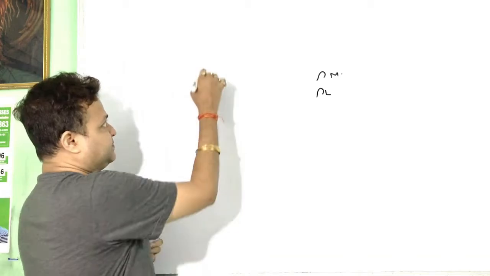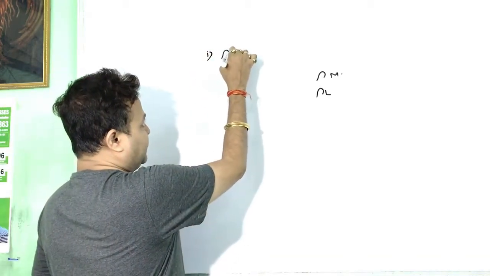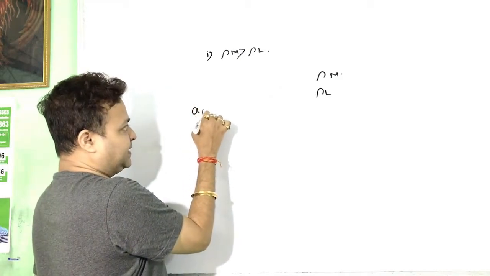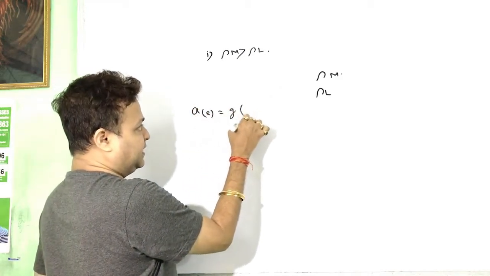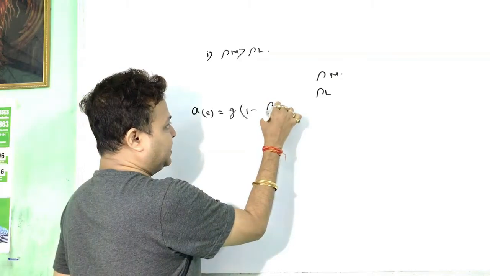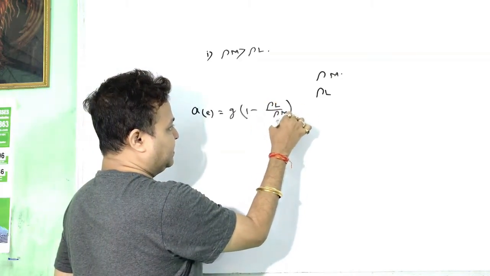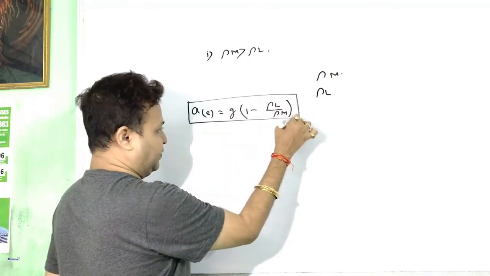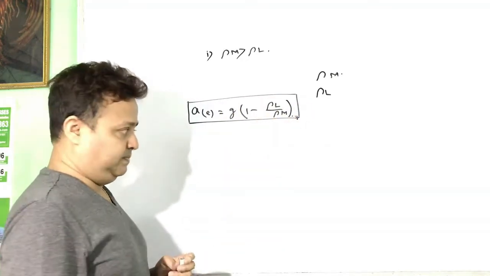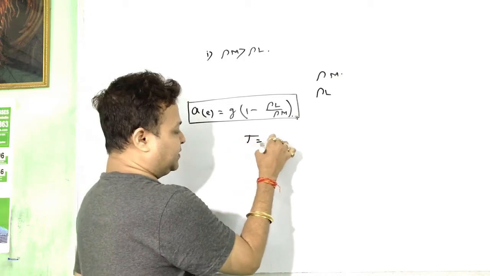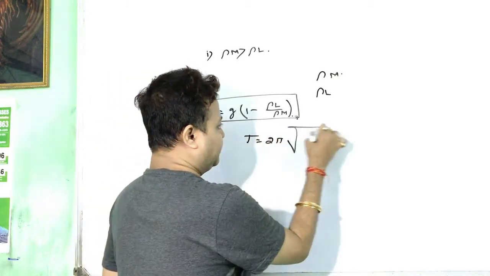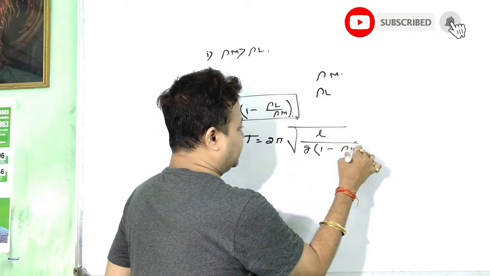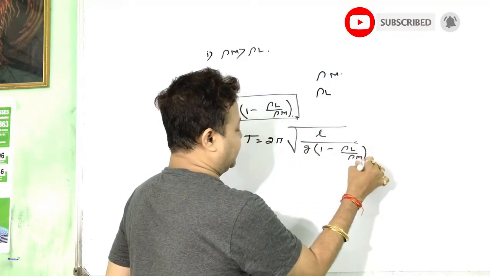Condition number 1. Density of the material is greater than the density of the liquid. So what is the effective acceleration? g into 1 minus density of the liquid by density of the material. আমরা হাইড্রোস্ট্যাটিক্সের বা ফ্লুইড এট রেস্টে বলেছিলাম। Then the time period becomes 2π root over of L by g into 1 minus density of the liquid by density of the material.